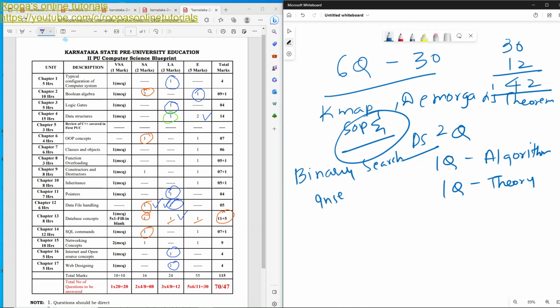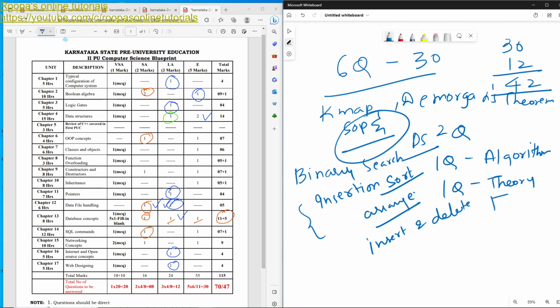Or sometimes they may combine the insert and delete element in an array. So here you should be very careful when you're writing these algorithms. You should not get confused with this. Whenever sort comes, it is arrangement of elements in an array, whereas insert and delete element in array means you are going to insert the element or delete the element from the array. But if you are good at writing algorithms, they give marks stepwise, and you can easily score marks here.